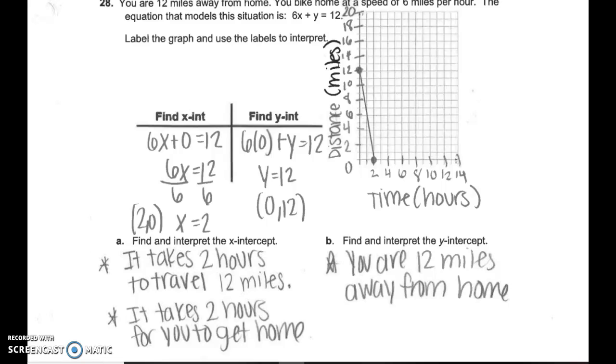And then answer the questions below. So find and interpret the x-intercept. Remember to say something about both the x and y values. So the x-intercept means it takes 2 hours to travel 12 miles, and it takes 2 hours for you to get home. The y-intercept means that you are 12 miles away from home before you start biking.